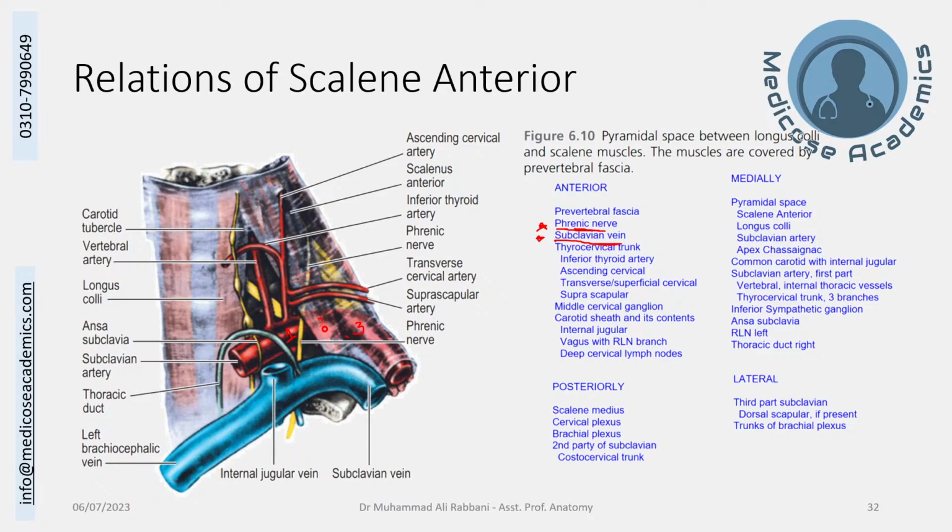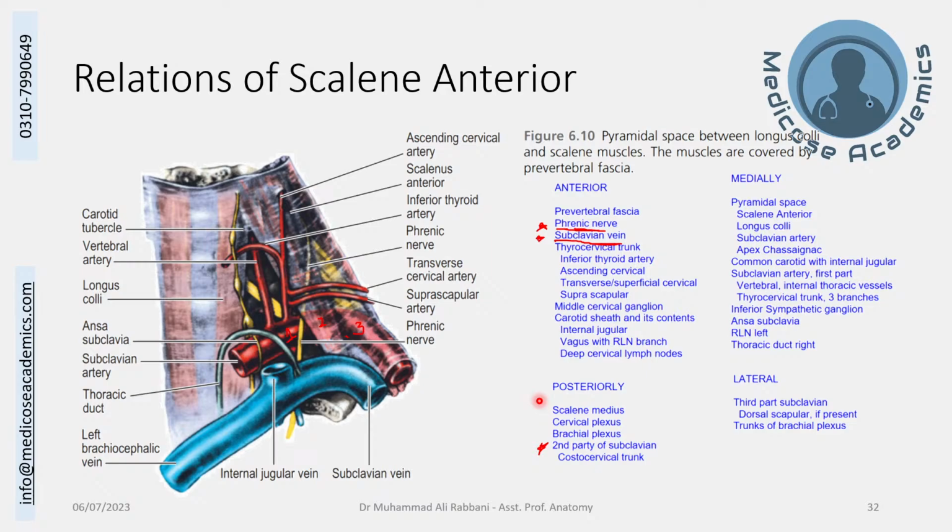The structures that pass behind, posteriorly: of course, there is Scalenes medius behind it. Remember, there is the subclavian artery. This is the most important one to remember from the exam point of view. This point of information is asked very commonly: which structure is present anterior to the Scalenes anterior? Subclavian vein. Posteriorly? Subclavian artery. Which muscle is present between the two? Scalenes anterior.